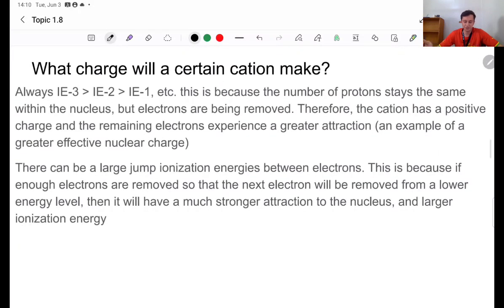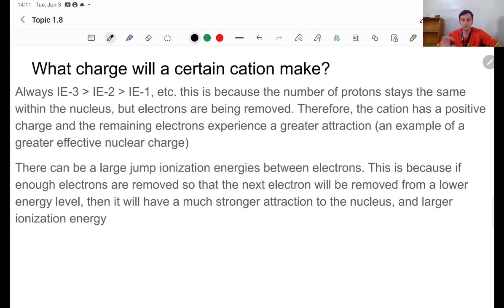So again, let's continue this question. What charge will a certain cation make? Well, ionization energy 3 will always be greater than ionization energy 2, which will always be greater than ionization energy 1, etc. In other words, each progressive ionization energy is always greater. This is because the number of protons stays the same within the nucleus, but electrons are being removed. Therefore, the cation has a positive charge, and the remaining electrons experience a greater attraction. An example of a greater effective nuclear charge.